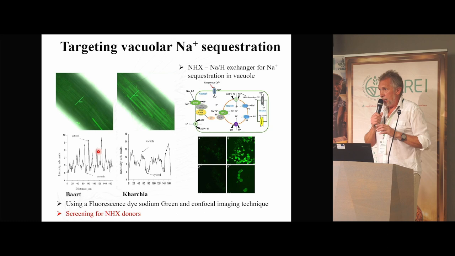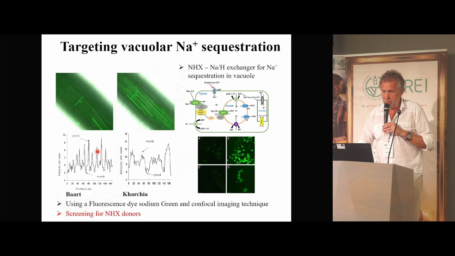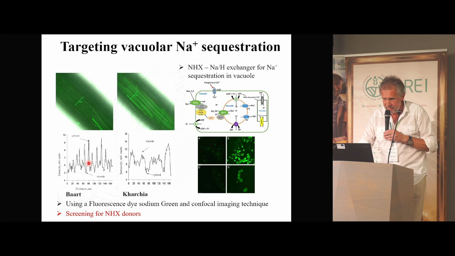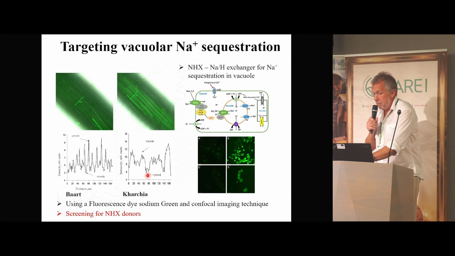Or for more of a high throughput, we can put in the fluorescent dye, Corona Green, and we can look at the profile of sodium between the cytosol and vacuole. So you see, again, the font is probably too small, but this is cytosol, this is vacuole, and this is a sensitive variety, and this is a tolerant variety, so the peak is in the vacuole and there is less sodium in the cytosol. So we can really do dozens of genotypes per day. It's just a matter of 10 minutes of loading of the dye and later going to the confocal microscopy and looking at the distribution of ions. So we can really screen for NHX donors and later go through marker-assisted selection to create varieties with better ability to sequester sodium in the vacuole. This example is for wheat, but nonetheless, the principle is the same.